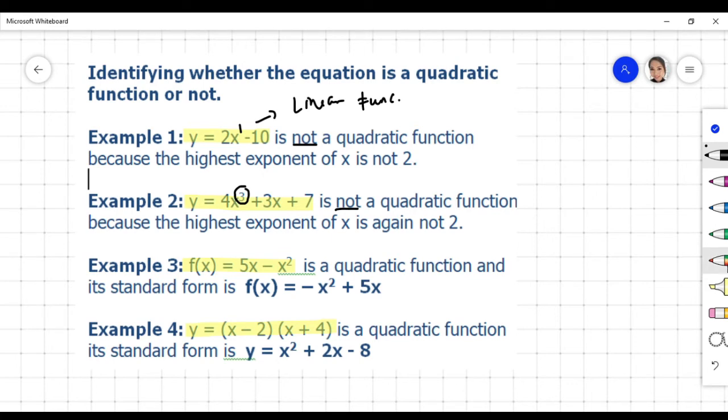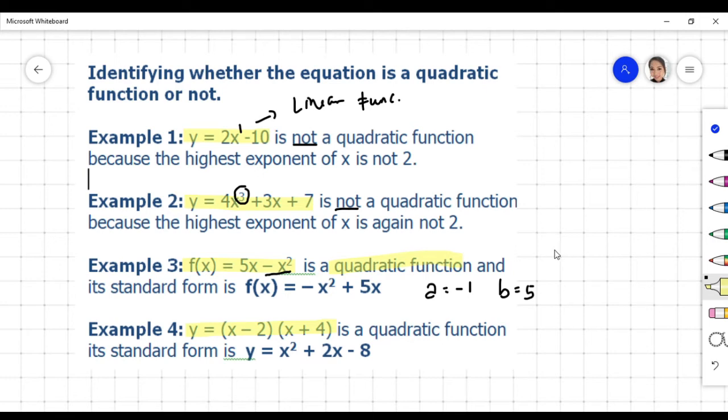If you write that in the standard form, we have to write first negative x squared. So here it is, then follow plus 5x. Our a here obviously is -1 and our b is 5. So it is an example of a quadratic function. And last example, y equals x minus 2 times x plus 4.